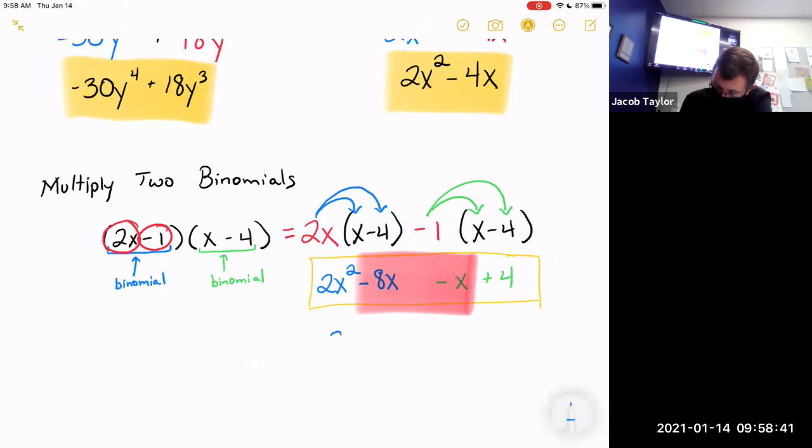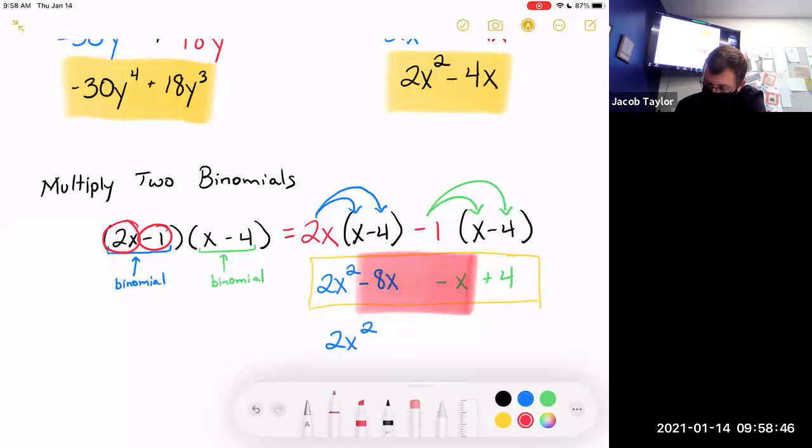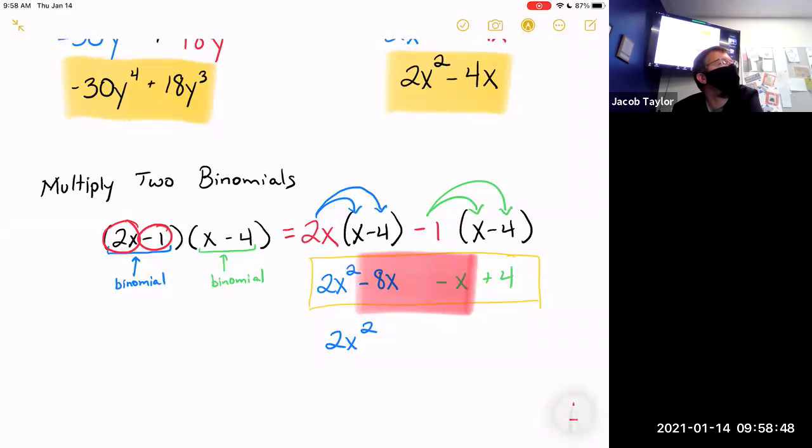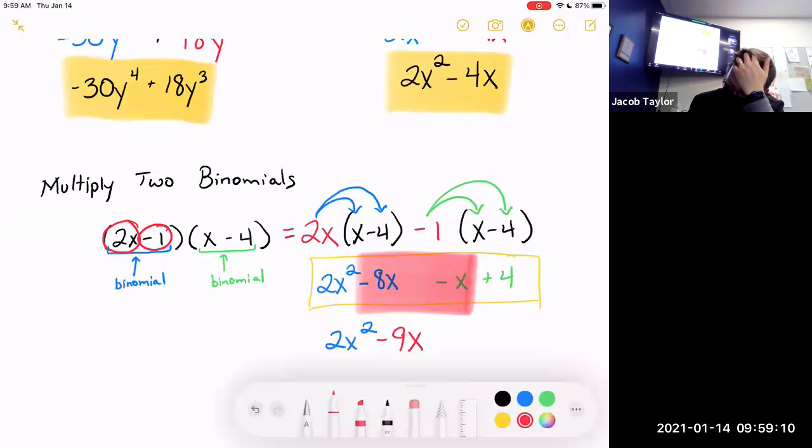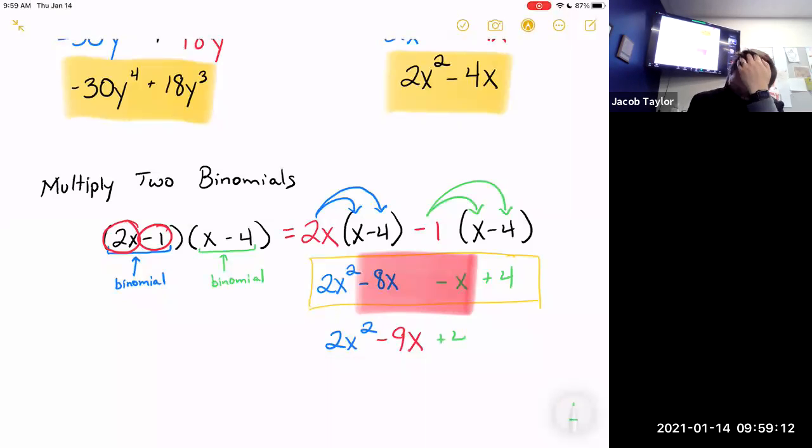So the 2x squared gets no love. What's -8x minus x? -8x minus x. If you say -7, you're actually going to make me cry. -9x, thank you. And then on the end, plus 4.